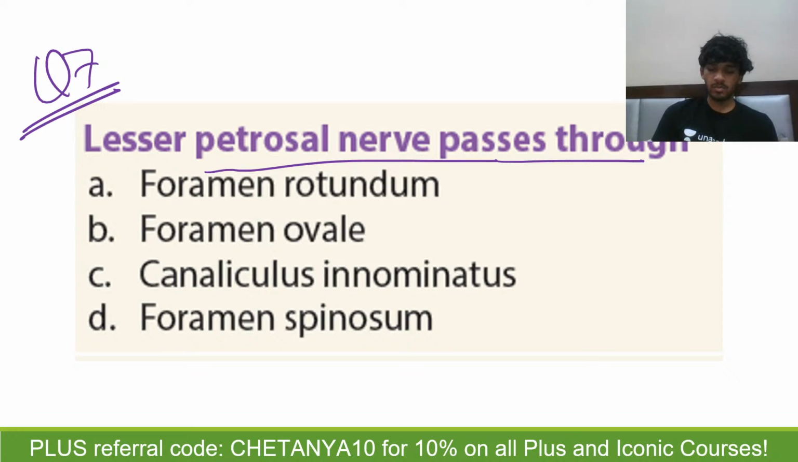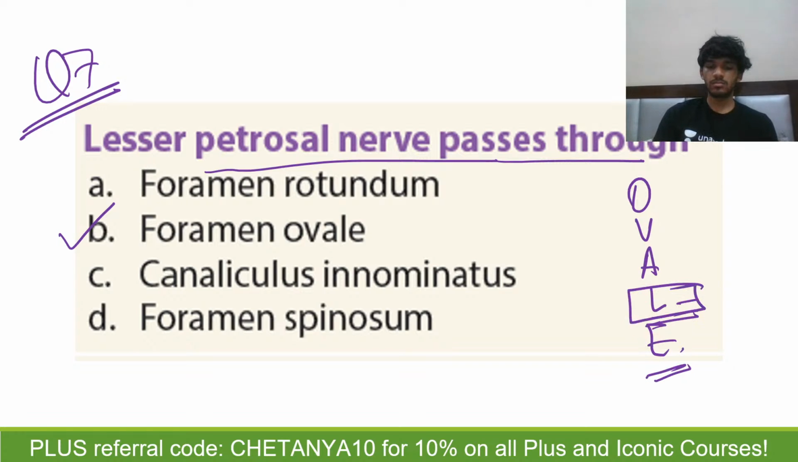Right. So a lot of you have given 7 ka B. It is correct. It passes through the foramen ovale. In the foramen ovale, the lesser petrosal nerve passes. This is the foramen ovale.